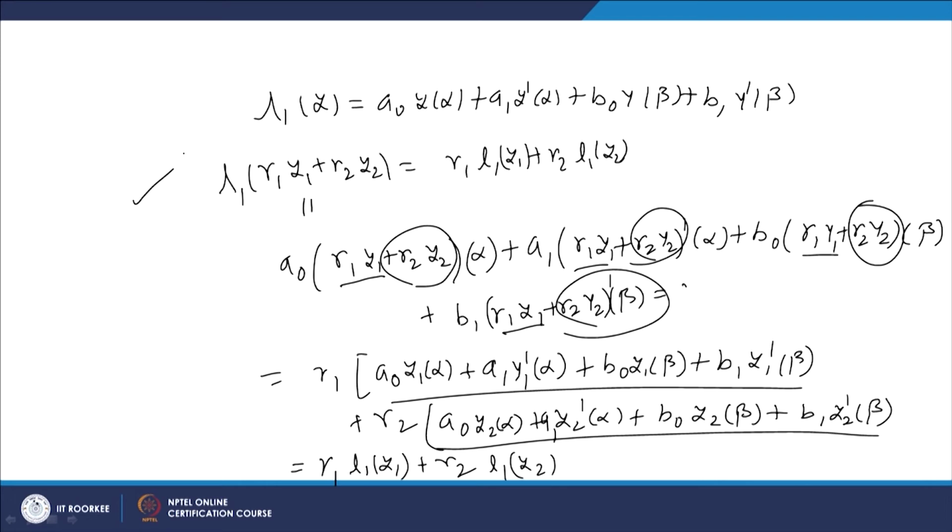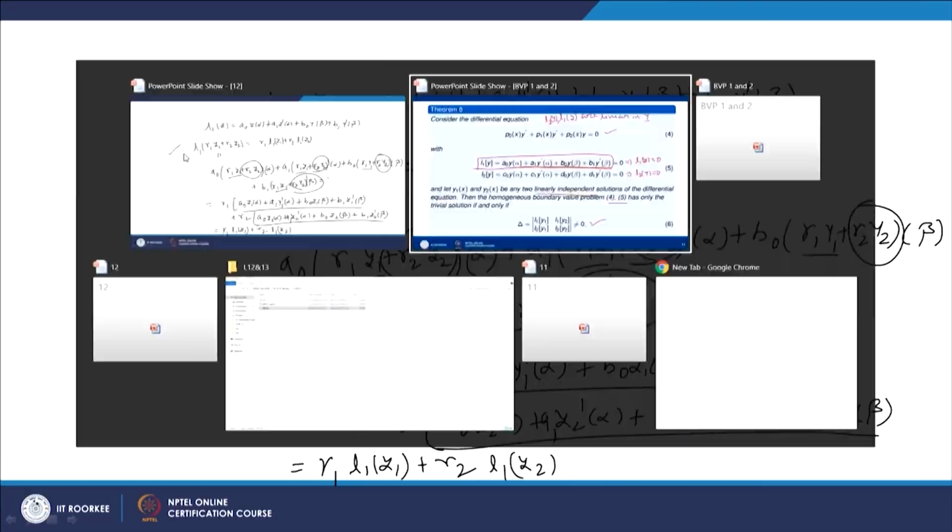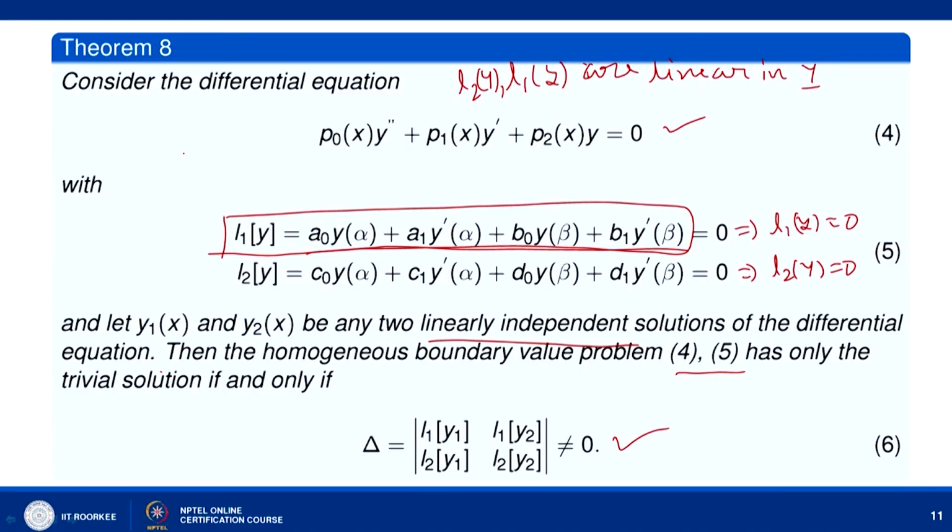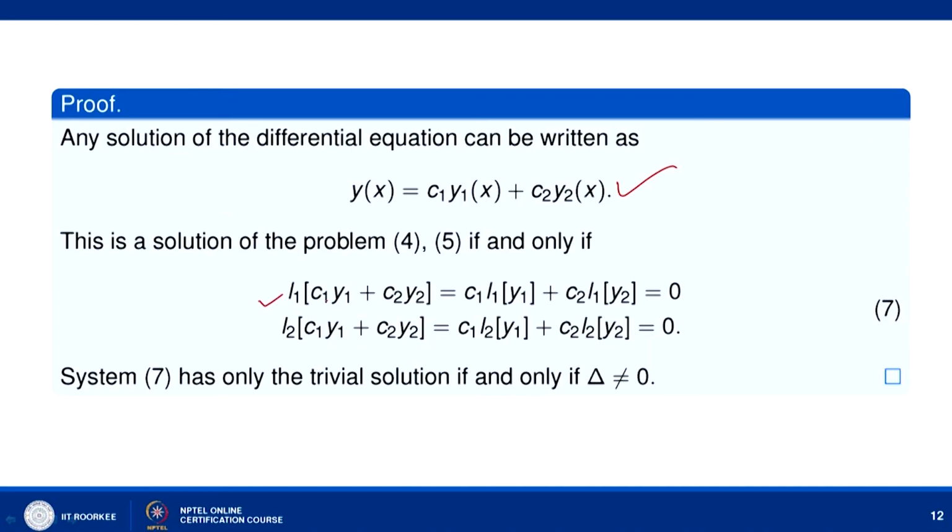So L1 is linear in terms of y, and similarly we can prove that L2 is also linear in terms of y. We are going to utilize this. L1 of C1 y1 plus C2 y2, using linearity, is C1 L1 y1 plus C2 L1 y2 equal to 0, and L2 of C1 y1 plus C2 y2 is C1 L2 y1 plus C2 L2 y2 equal to 0. To find a non-trivial solution, we must have non-trivial values of C1 and C2, meaning non-zero values of C1 and C2.